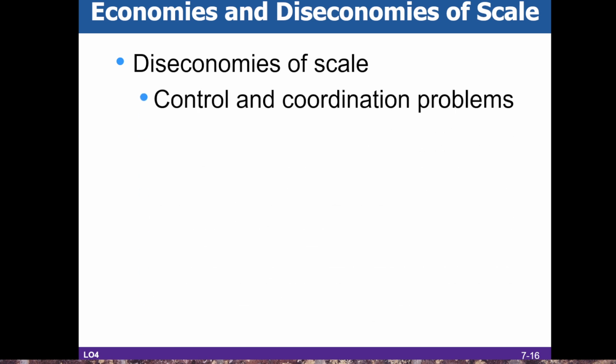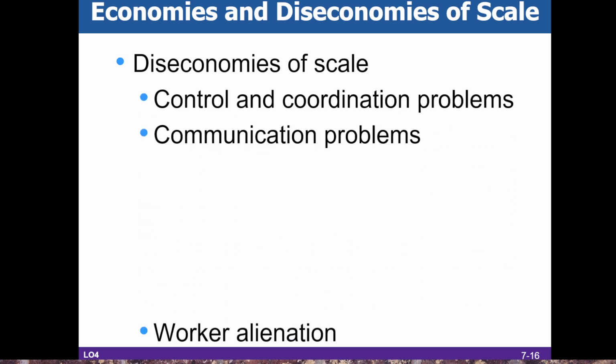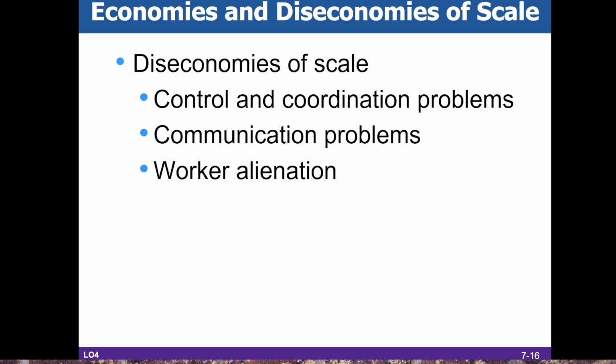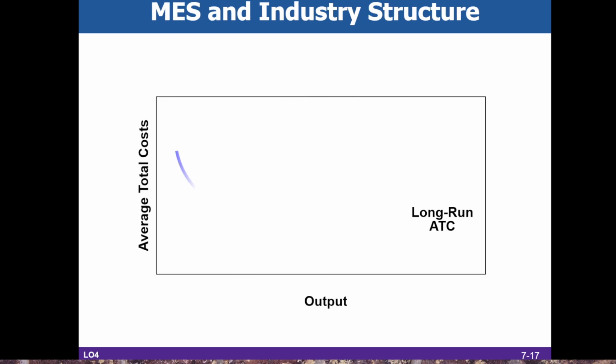Then we have diseconomies of scale, because of control and coordination problems, communication problems, worker alienation, shirking, which is just shirking your responsibilities, right? So what happens with diseconomies of scale, your cost per unit starts to go up just because you've become too big, you can't control things, there's communication, there's all these issues that will lead to diseconomies of scale.